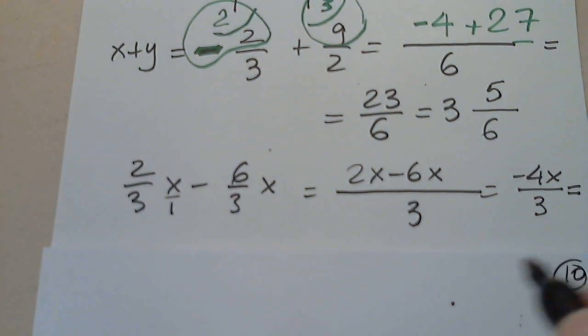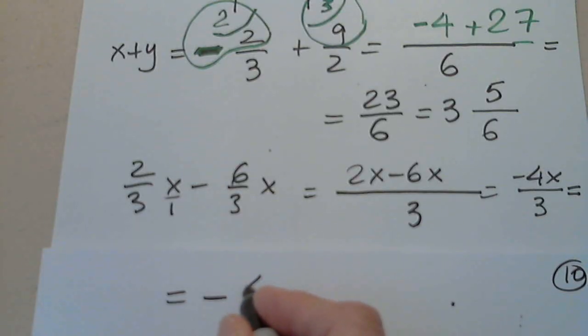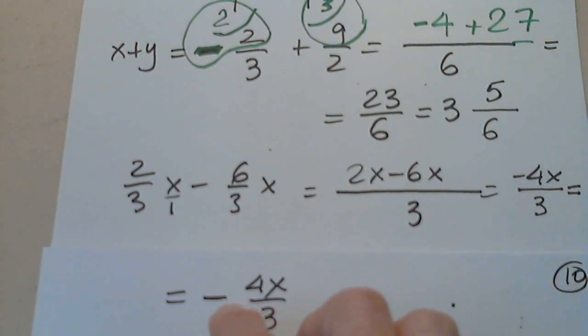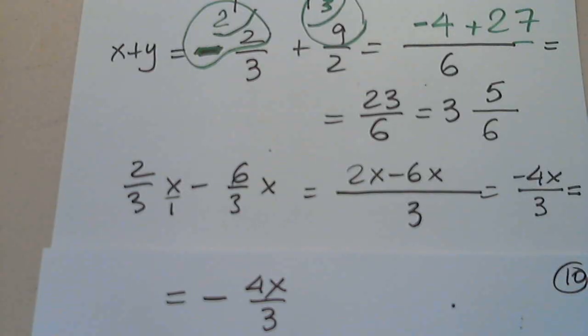So the final simplified form is this. Because the numerator is negative and the denominator is positive, the whole fraction is negative. So I have to carry the negative sign in front. Good.